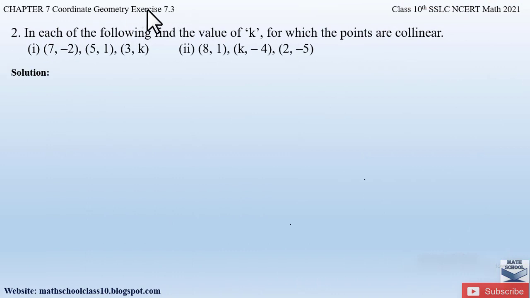Question number 2 from exercise 7.3, chapter 7, coordinate geometry says, in each of the following find the value of k for which the points are collinear. So there are two parts of the question given here. First of all, let us understand the question. Here 3 coordinates are given and we have to find out the k value in the given 3 coordinates for which the points are collinear. So this is the condition given here.